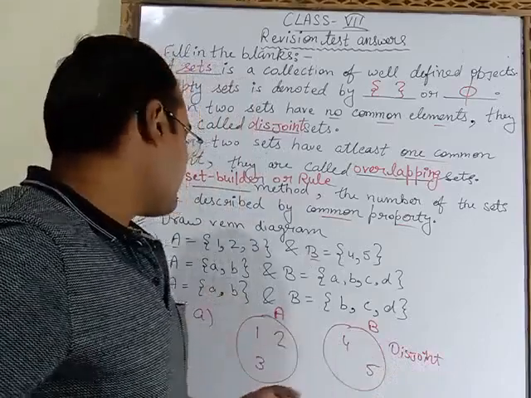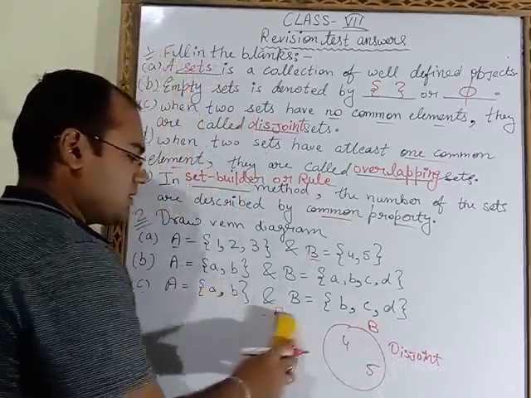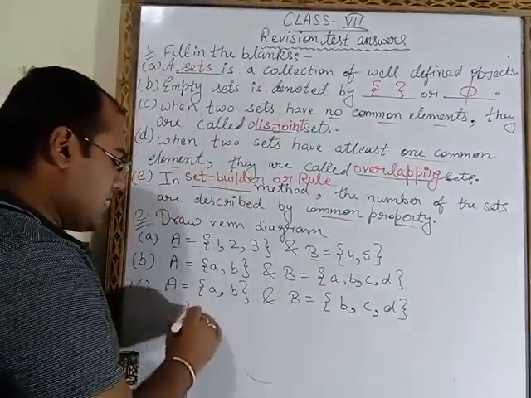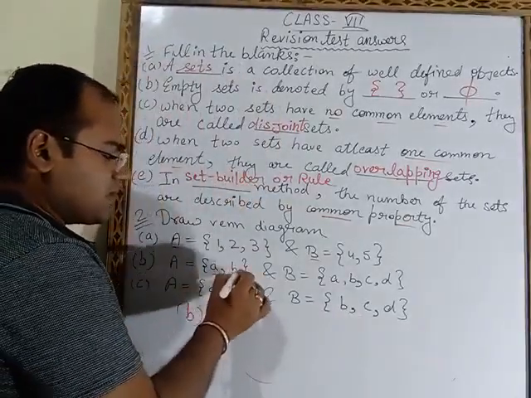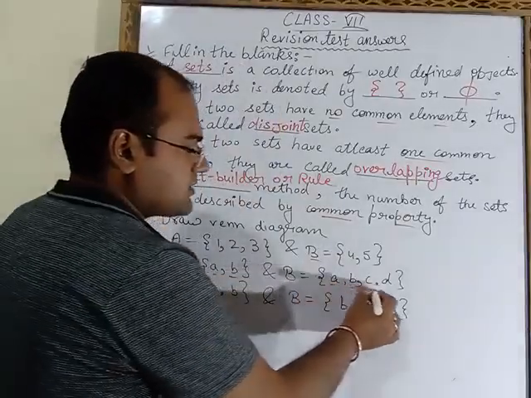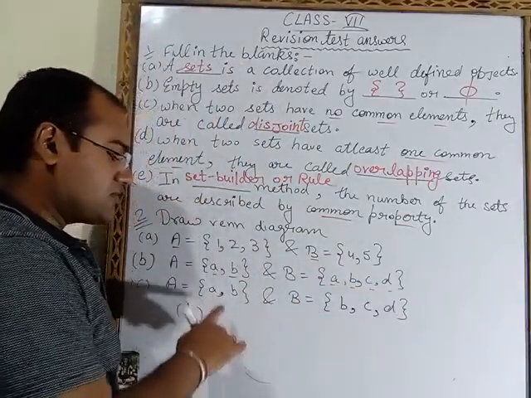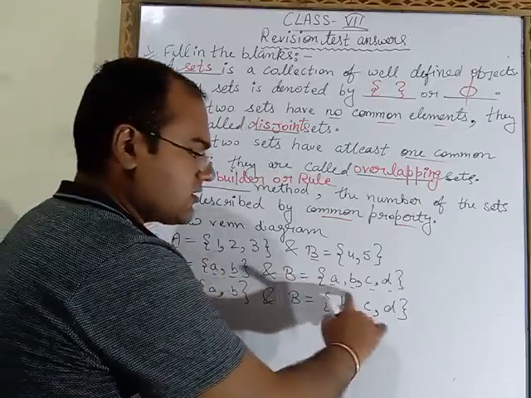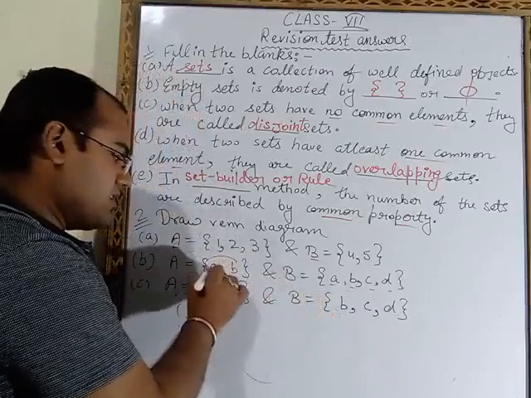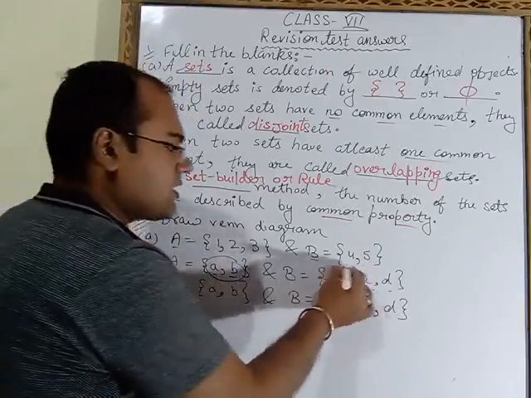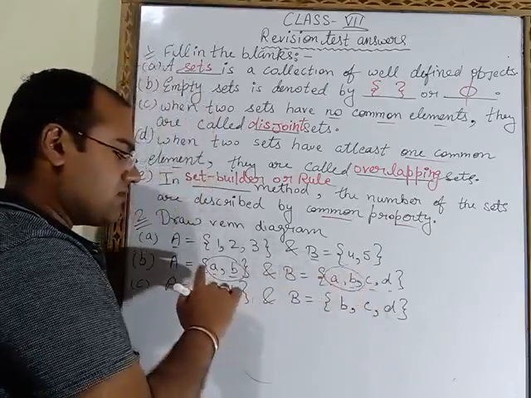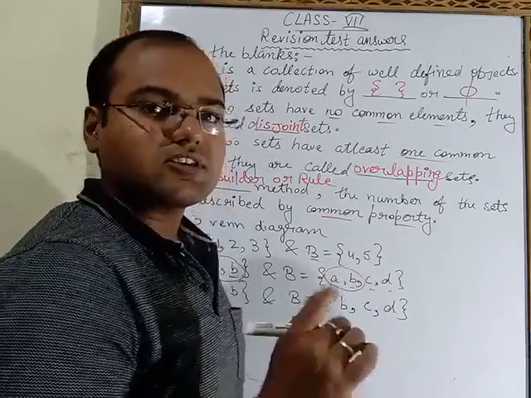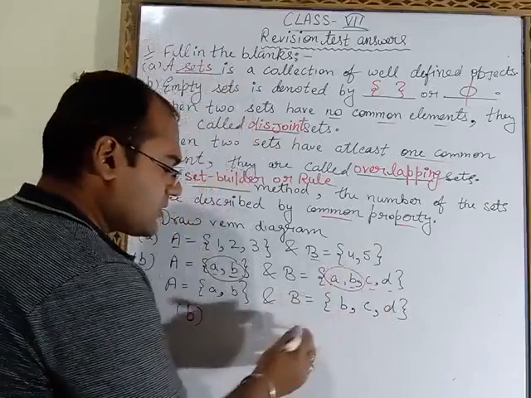Now next part, part number B. In B part, what is that? Set A has a and b, and in set B a, b, c, d are there. So here if you observe, all the elements of A set are coming in B. Both elements of A are coming in B. That's why we will say that A is a subset of B. So here we have to draw the figure for subset. How will we draw the subset figure?